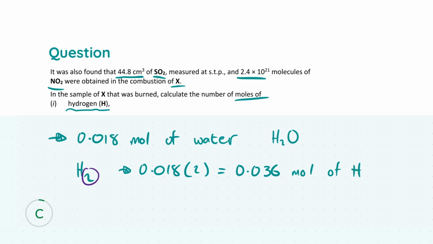That's all you really need to do here. It's a little bit tricky because a lot of information is being thrown at us at once, but once you boil it down to what really matters, the answer required is 0.036 moles of hydrogen. There was a total of 3 marks for this, and 0.036 moles of hydrogen is what is required to get your full 3 marks for part I.